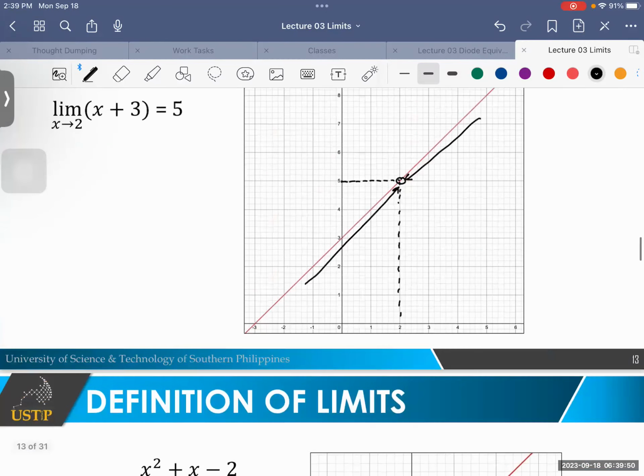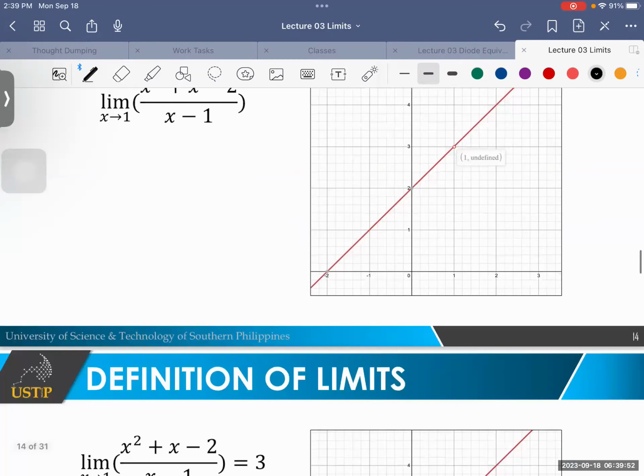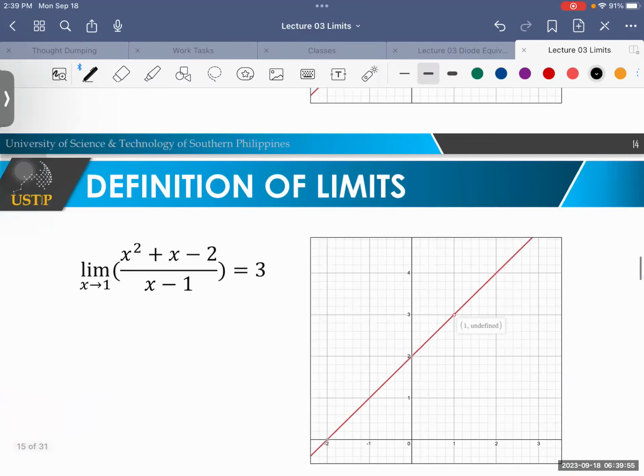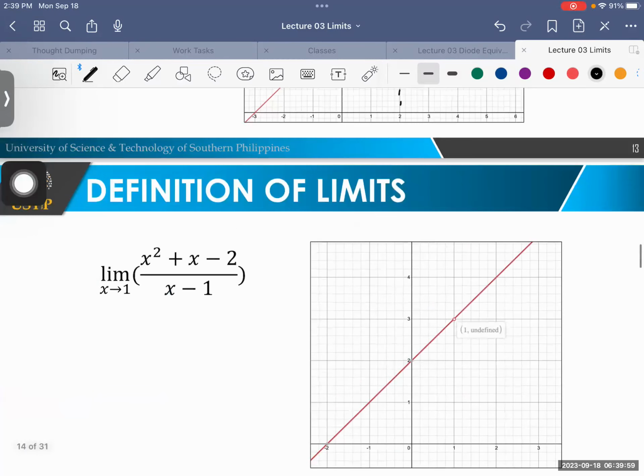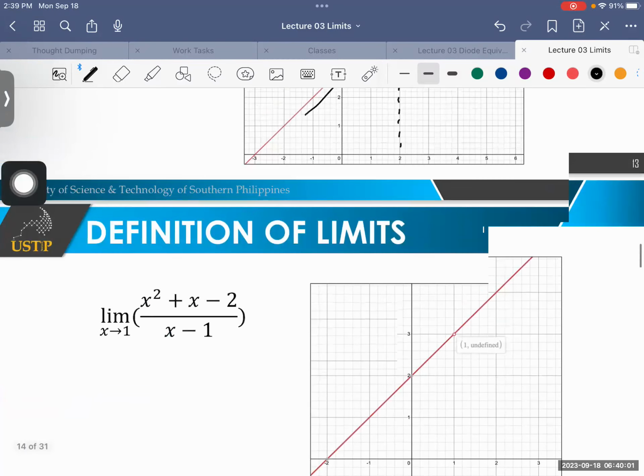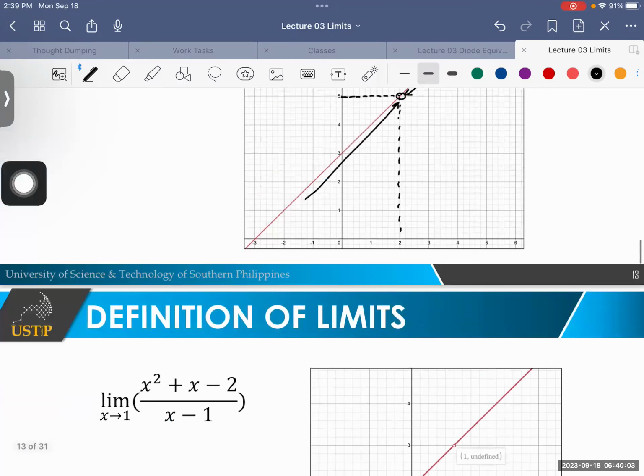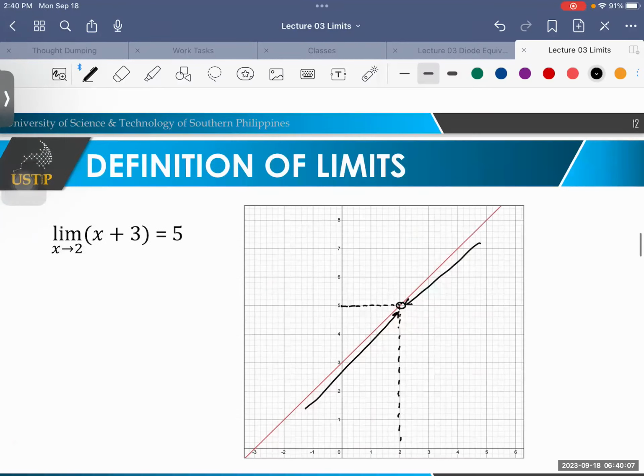So that's why, okay, in the basic limits class, we will discuss that later. But let's have another example. This is very easy for polynomials. You just substitute the values into the limit directly.